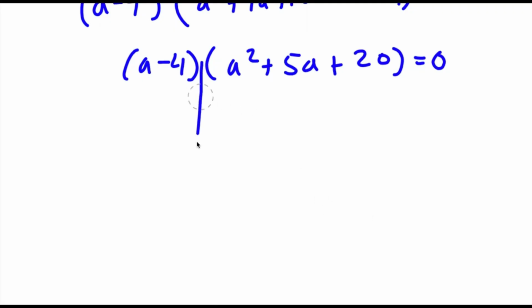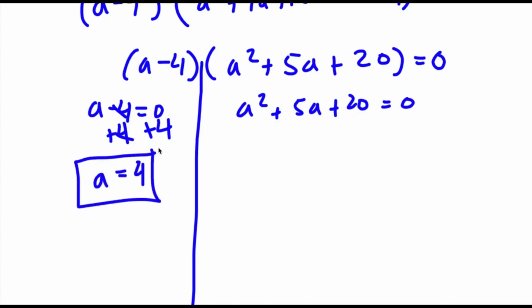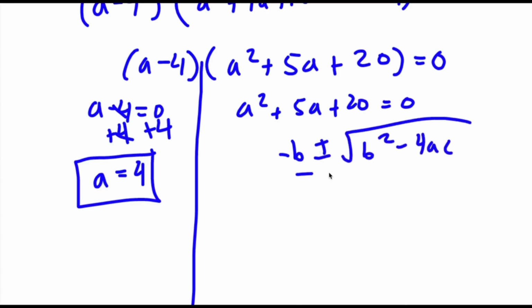Now I have two equations. I have a minus 4 is equal to 0, and I also have a squared plus 5a plus 20 is equal to 0. For a minus 4 equals 0, I can simply add 4 on both sides, so these two cancel out, and I will be left with a is equal to 4. Now for a squared plus 5a plus 20 equals 0, I'm going to be using the quadratic formula: negative b plus or minus the square root of b squared minus 4ac all over 2a.